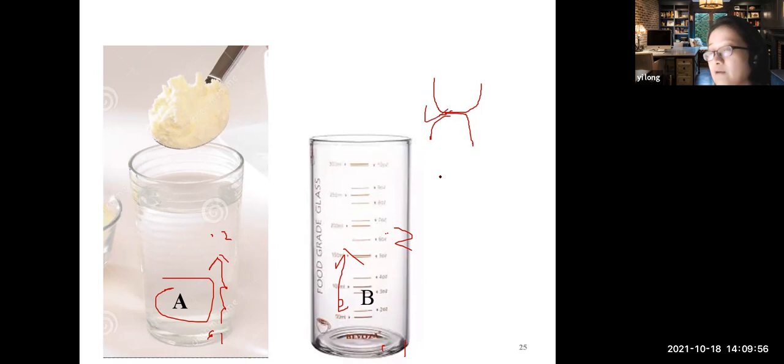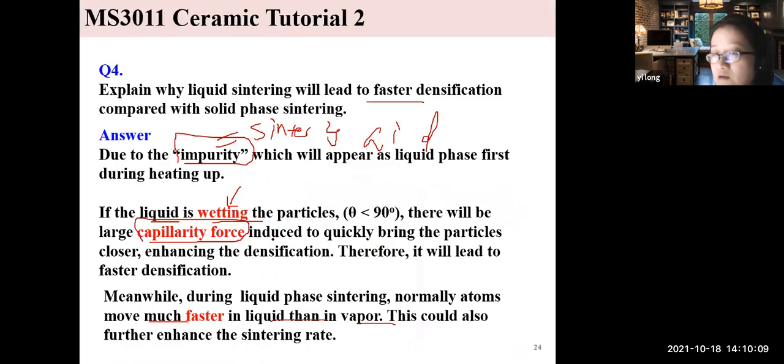So there's a vapor here, right? But once it becomes liquid phase, in between you have a very thin layer of liquid. So the atoms will move much faster in liquid. That's why we said that during liquid phase sintering, normally atoms move much faster in liquid than in vapor. So this could also further enhance the sintering rate. We said these two reasons add up together to make sure liquid phase sintering happens much faster than solid phase sintering.